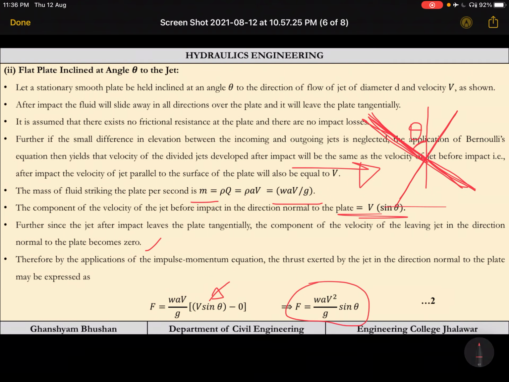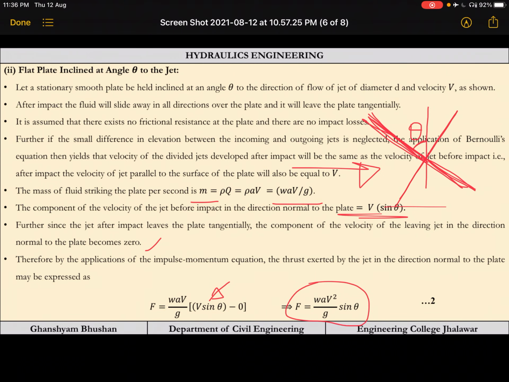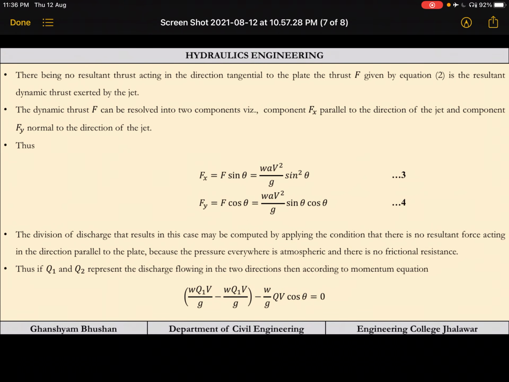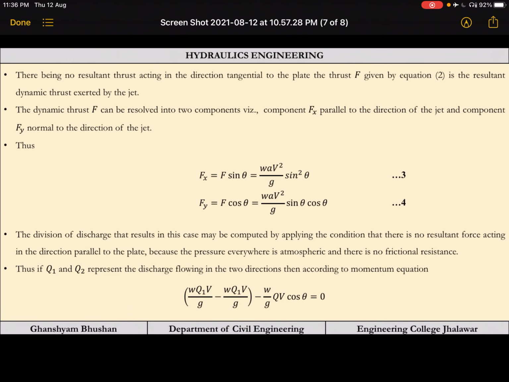In the previous case it was WAV square by g. Now the sin theta component comes into the picture due to the inclination. If we put the inclination at 90 degrees, what is going to happen? It will become the same as the previous case.